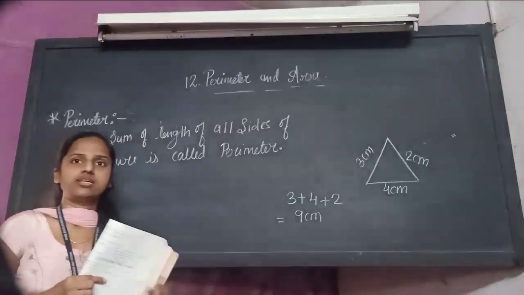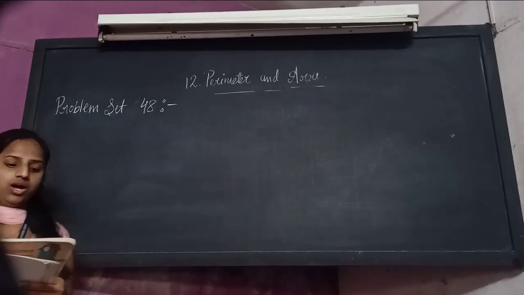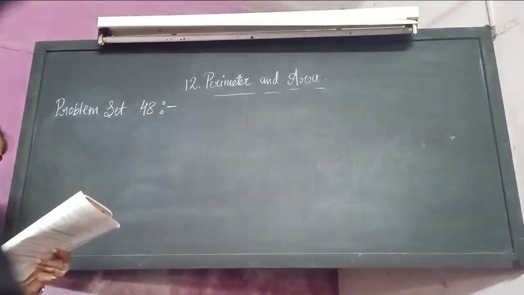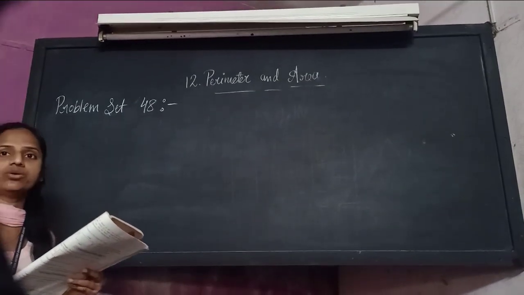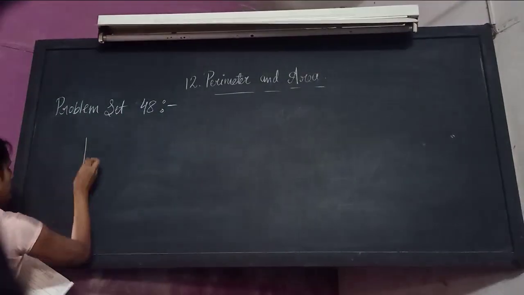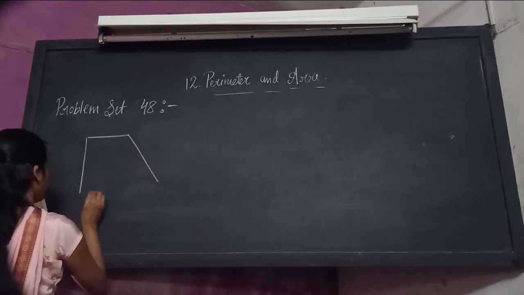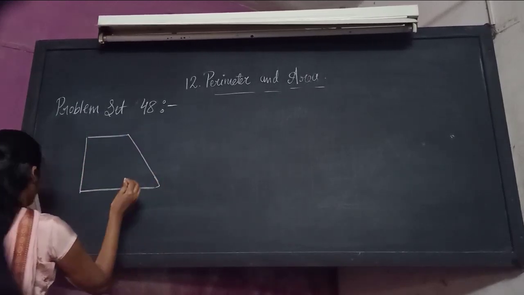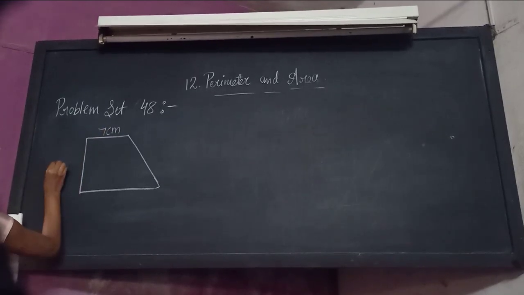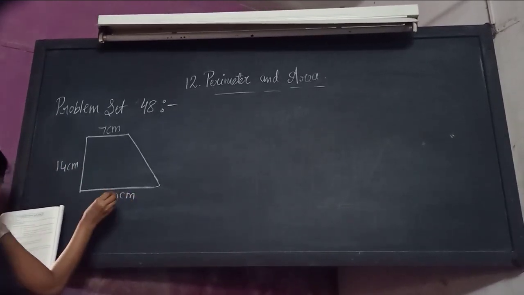So now let us solve some questions based on this perimeter. Okay, let's start with problem set number 48. The question is, write the perimeter of each figure in the box given below it. So the first figure we have, let's draw the figure first. The length of the side of this figure is given. We have to find out the perimeter of this figure.